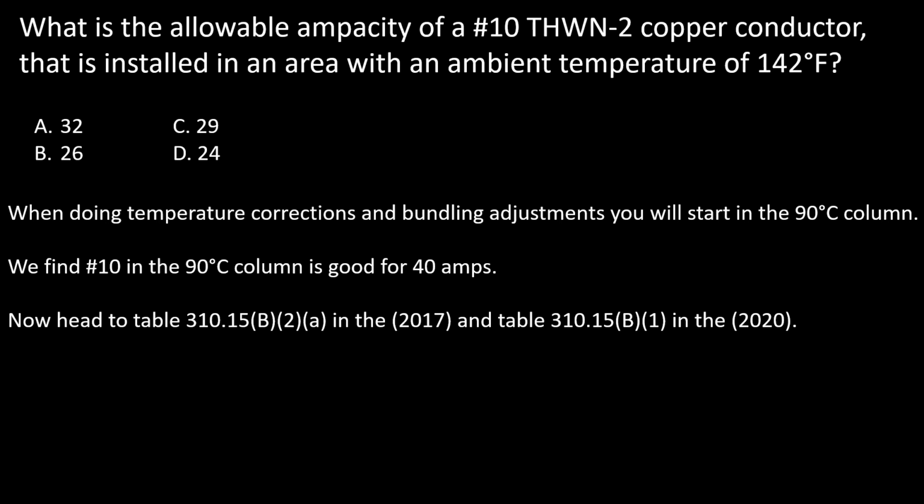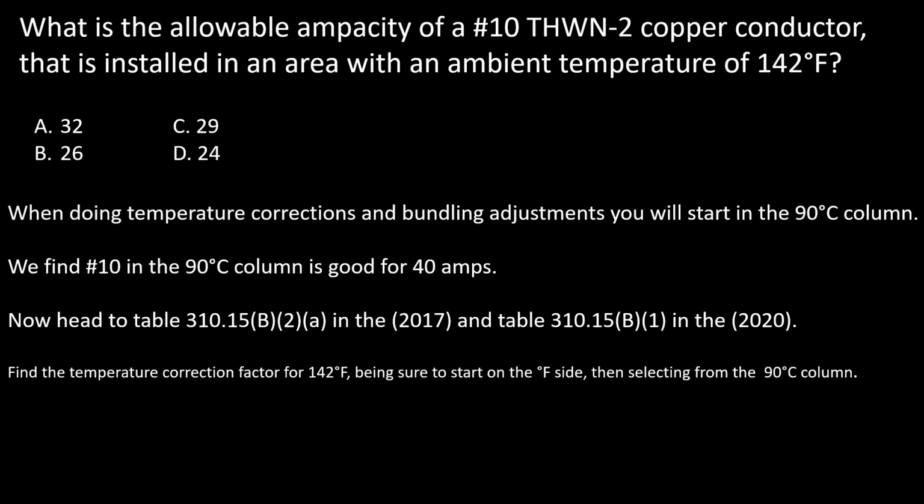Now we're going to head to Table 310.15(B)(2)(a) in the 2017 and Table 310.15(B)(1) in the 2020. Same table, new name. We're going to find the temperature correction factor. This is our temperature correction factor table. We're going to slide down to our new ambient temperature, being sure to start on the Fahrenheit side, which is on the right-hand side of the table, because our degrees are listed in Fahrenheit for our ambient temperature.